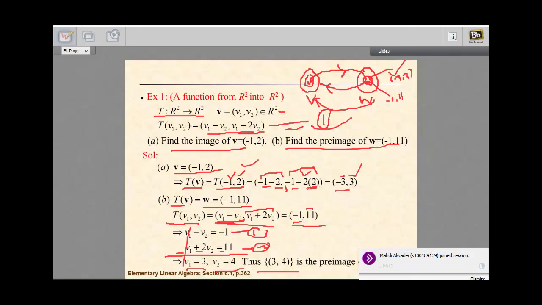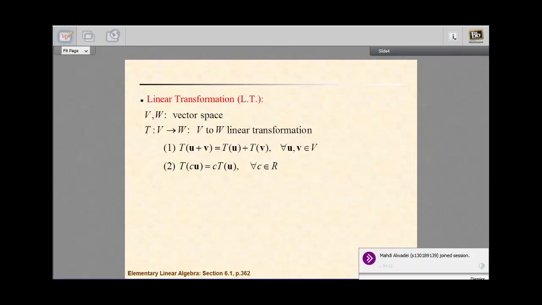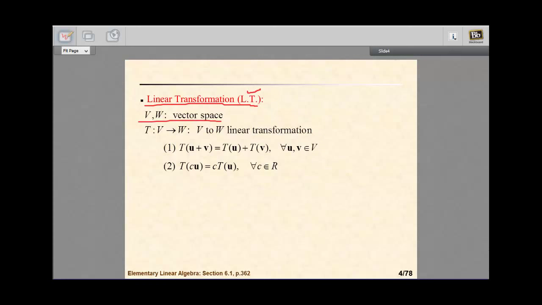When we say that it is a linear transformation, there is a definition given. A linear transformation, in short form I will write it LT, means linear transformation. Let V and W be vector spaces, and a transformation from V to W is a linear transformation if there are two properties that hold.